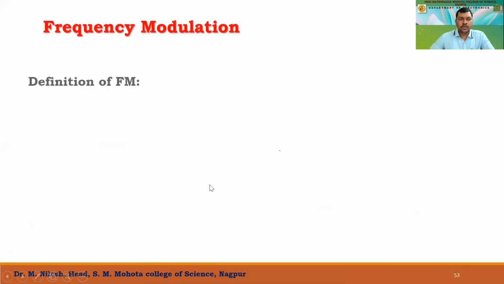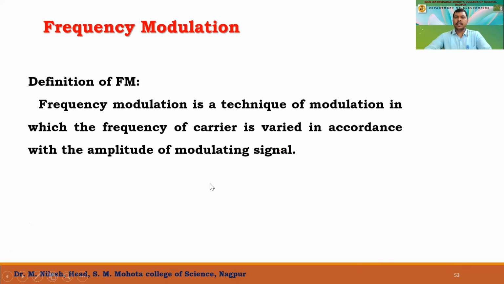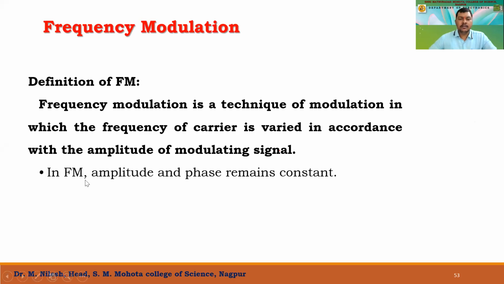So what is frequency modulation? Frequency modulation is a technique of modulation in which the frequency of the carrier is varied in accordance with the amplitude of the modulating signal. Again, I'm repeating it for you. Frequency modulation is a technique of modulation in which the frequency of the carrier is varied in accordance with the amplitude of the modulating signal, keeping phase and amplitude constant. So these are the basic definitions.